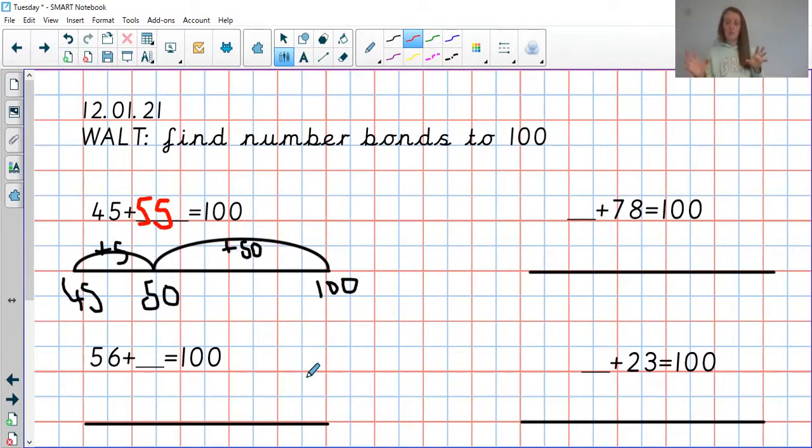So my number bonds to 100 when using a random 2-digit number, I can work out quite quickly by drawing a quick line and doing my jumps to 100. So I've got 45 and 55 is 100.